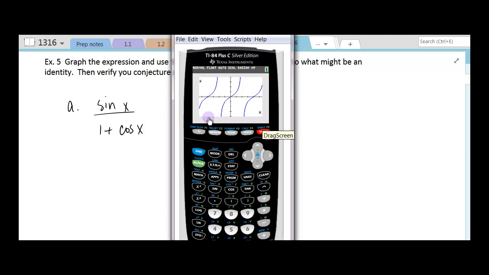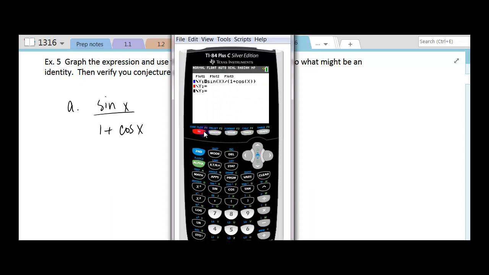Now at this point you want to ask yourself, what trig function does this graph look like? It looks kind of like a tan function. So now you're going to ask yourself, well, is it tan x? Could it be tan 2x? Tan x over 2? I don't know. Let's see if we can come up with an identity that would match the graph.